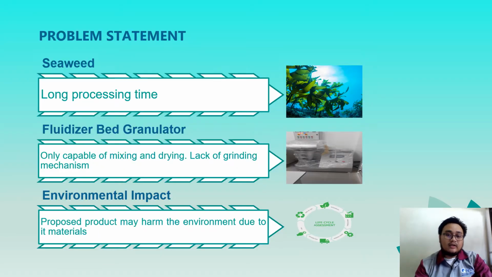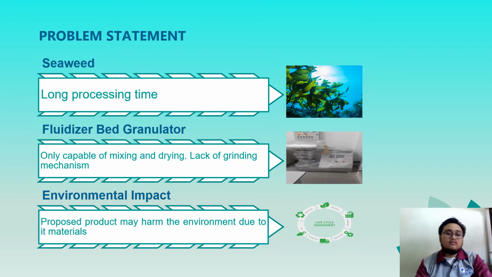Okay, on to the next slide, the problem statement. For seaweed, it has a long processing time, especially drying. There are many drying methods such as drum dryer, fluidizer bed granulator, and many more. Mostly the conventional drying uses the sun as its source of heat. The use of conventional drying takes a long time for it to dry.